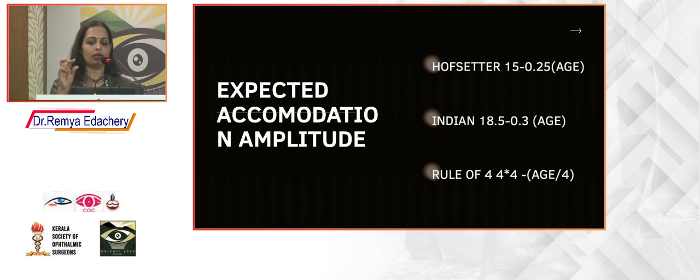The most important ones are Hofstadter's formula, that is 15 minus 0.25 into age. And we have Indian data from Dr. Jamila Rizwana, that is 18.5 minus 0.3 into age. That you should know. So if the child is 10 years, you will get 18.5 minus 0.3 into 10, so 18.5 minus 3. Like that you have to calculate, and see your measured amplitude of accommodation, and see if there is a plus or minus 2 standard deviation difference. According to that, you will calculate whether there is a decrease in the amplitude of accommodation.